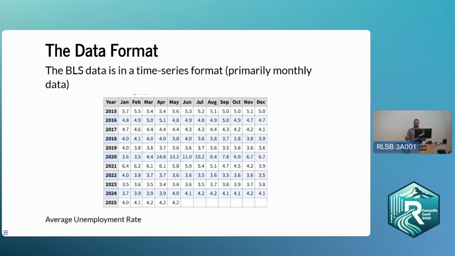So the data format that comes from the Bureau of Labor Statistics tends to always be in a time series format, primarily monthly. Sometimes it can be in a semi-annual format. So right here as an example, if you go and try to download the data manually from the website, this is the average unemployment rate. You're going to get the data in a time series format on a monthly basis, the average unemployment rate for all U.S.